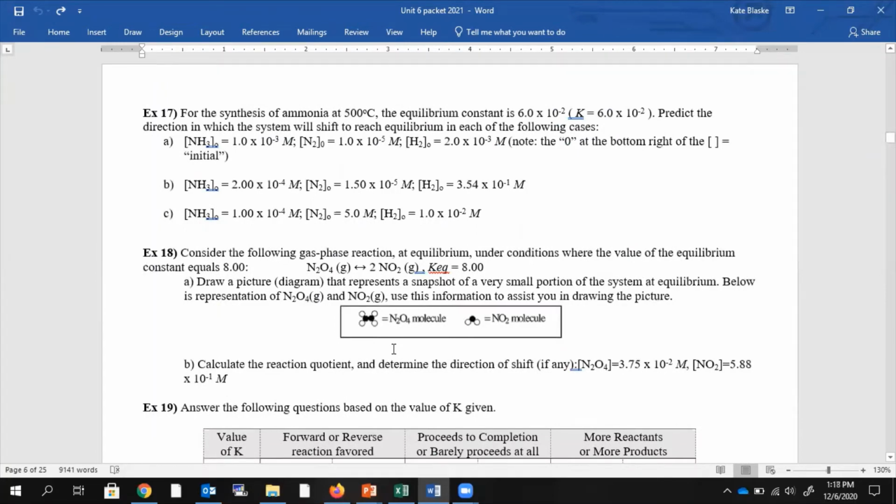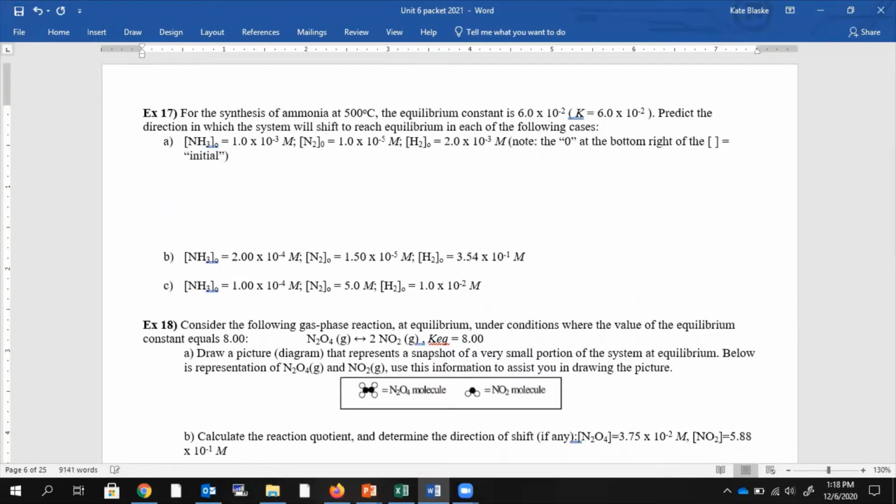So for example, let's see how this works out. So example number 17 here says, for the synthesis of ammonia at 500 degrees Celsius, the equilibrium constant is 6.0 times 10 to the negative 2. Predict the direction in which the system will shift to reach equilibrium in each of the following cases.